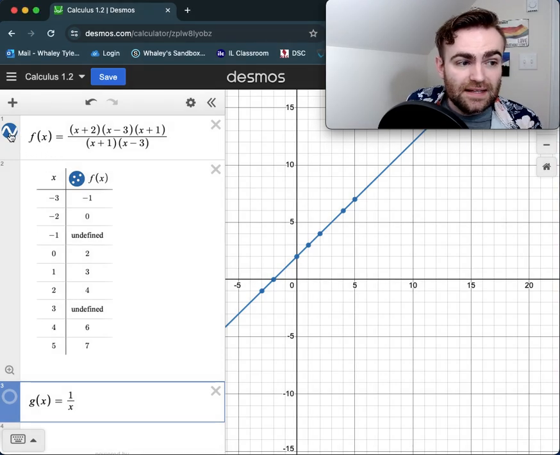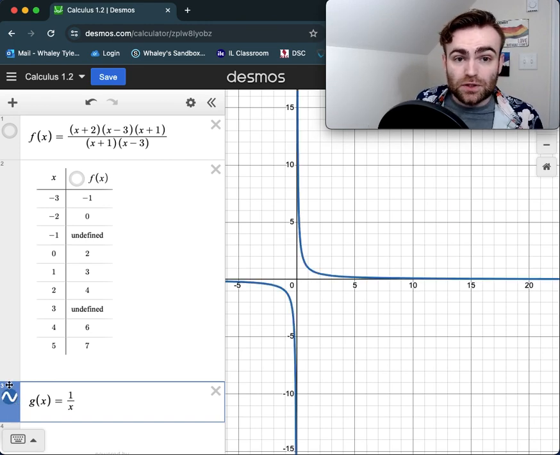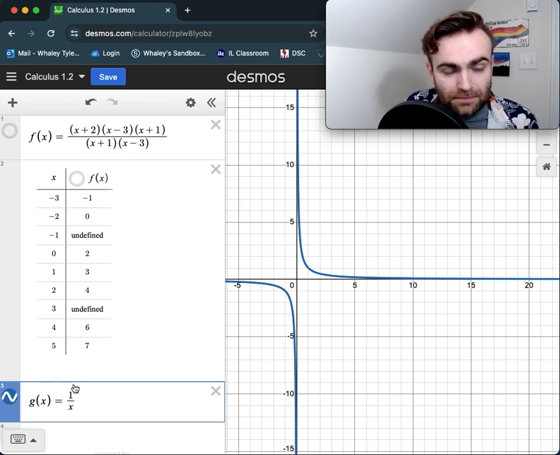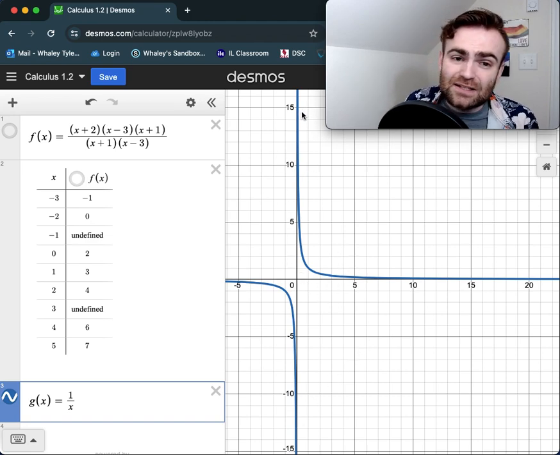So if I hide these things from us, let's look at the parent function for all rationals, 1 over x. We can tell from the equation that we shouldn't be able to divide by 0. So an input of 0 should cause us problems. And indeed, if we look at the graph here, it does. The left-hand side is approaching -infinity, and the right-hand side is approaching +infinity. And since they're going in two different directions, that limit doesn't exist.